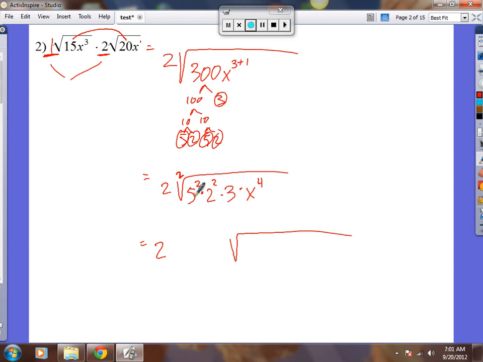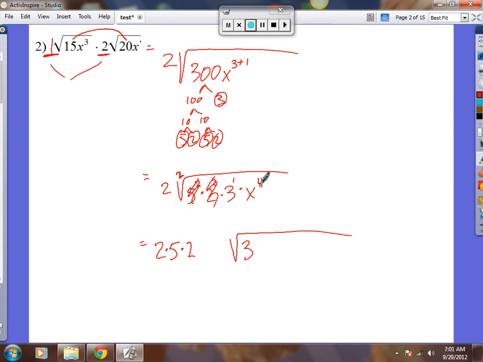So I've got 5 squared. How many 2's are in 2? Pull out exactly 1. I've got 2 squared. How many 2's can I pull out? Exactly 1. So those are done. 3's, I only have 1 of them. So he's not enough to come out. He stays under.